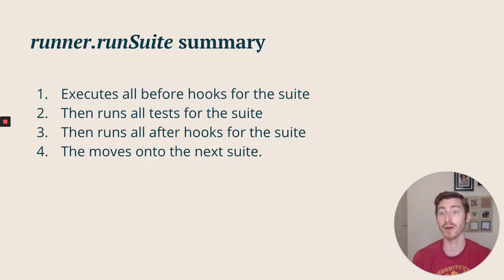Runner.run suite summary. This is where all the suites, the tests and the hooks are executed. To summarize how it works, starting with the root suite, number 1, it executes all the before hooks for the suite. Number 2, then runs all the tests for the suite. Number 3, then runs all the after hooks for the suite. Then number 4 moves on to the next suite. The next section looks at the code necessary to run this. Alternatively, you can skip to the summary section after this to see a bit more of an overview.